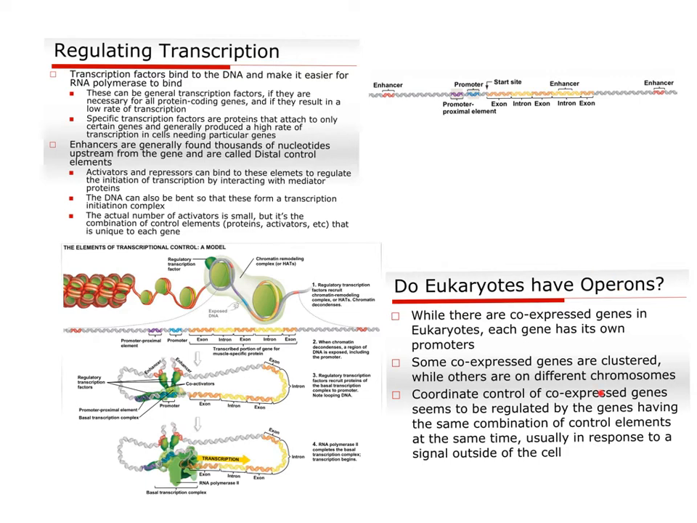And then I mentioned this, there are some co-expressed genes in eukaryotes. But oftentimes each gene has its own promoter. So typically, instead of using an operon system, this is how eukaryotes are going to regulate genes.